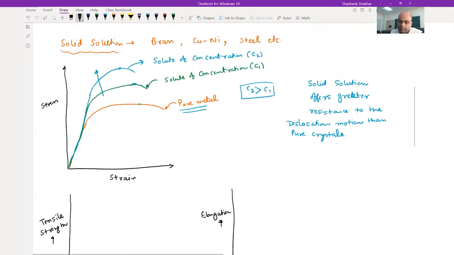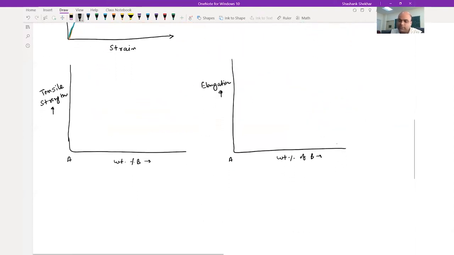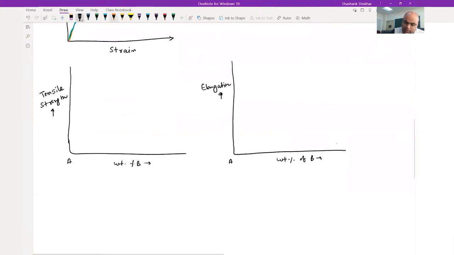So if we see the above plot here, we can conclude that if you increase the concentration, if you go from C1 to C2 in this direction, you're going to decrease the elongation and increase the strength, right? And pure metal is the lowest in terms of strength. So this becomes your pure metal here, pure A. Now we are adding B, so your strength is going to increase, something like this. The trend line can be different for different alloy systems, but it is going to increase. So for different concentrations of B, you're going to obtain different tensile strength. Similarly, pure A has a higher elongation and it is going to decrease as you increase the concentration of solute.